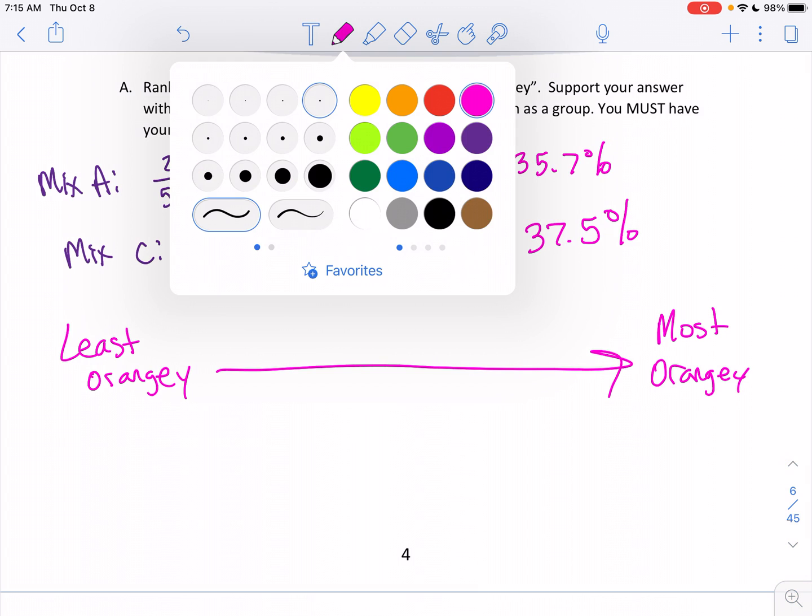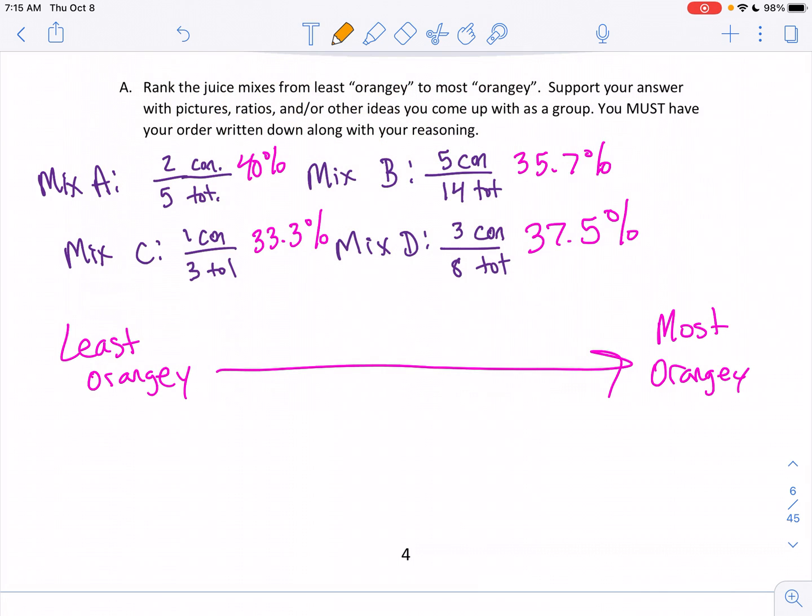I'm going to now write in orange in honor of the orange juice. So our smallest percentage is mix C. So if you like a watered down orange juice, that's probably the one to go with. Then mix B, then mix D, and finally mix A.